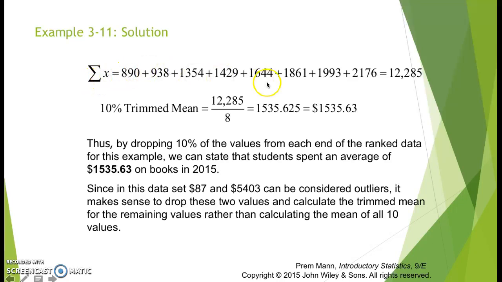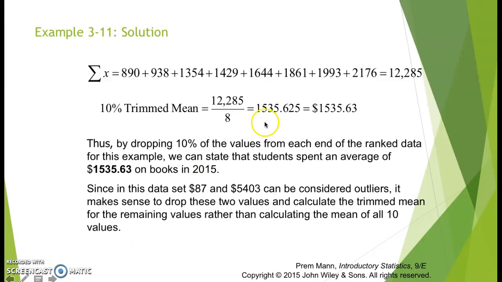So we'll sum up all of those 8 values, 12,285. Divide it by 8, and we find out that the mean amount was $1,535.63. Okay, so $87 and obviously $5,403 would be outliers. So it was probably better to calculate a trimmed mean to get rid of those than to leave them on there.